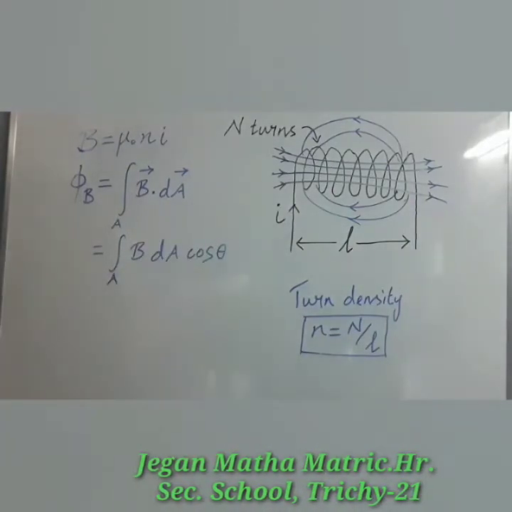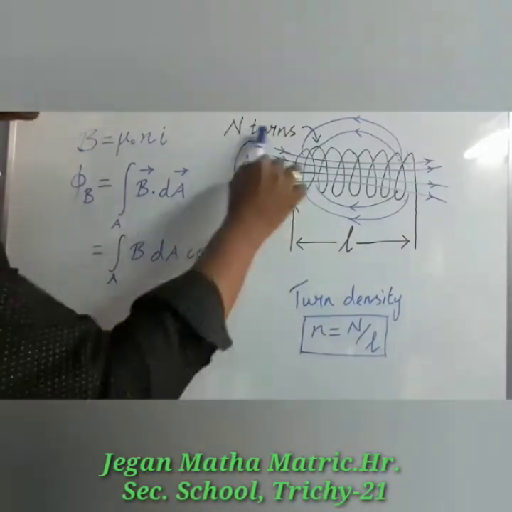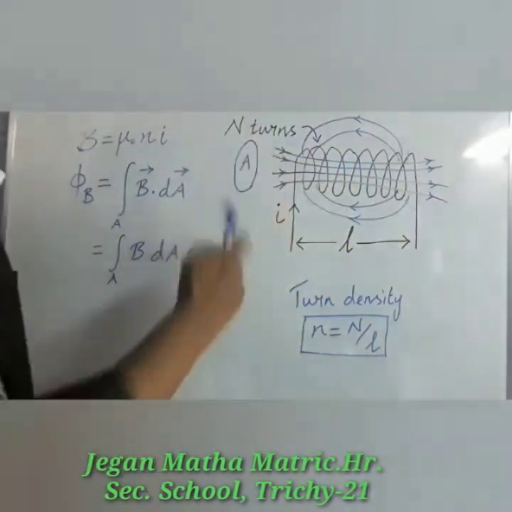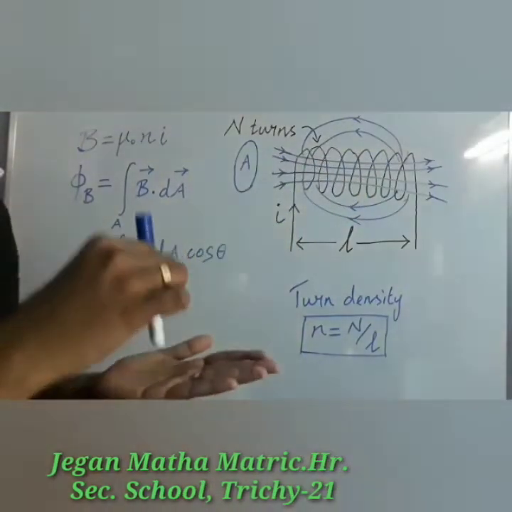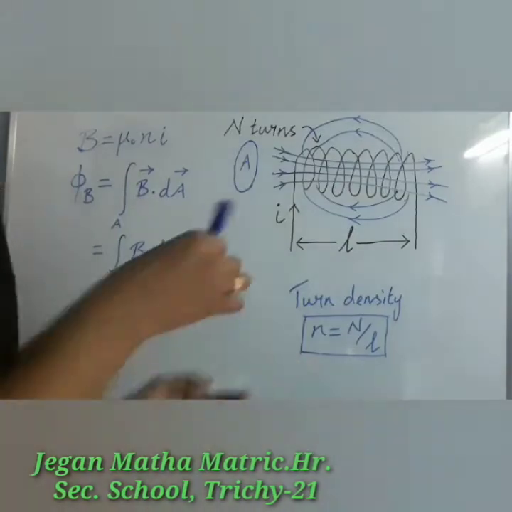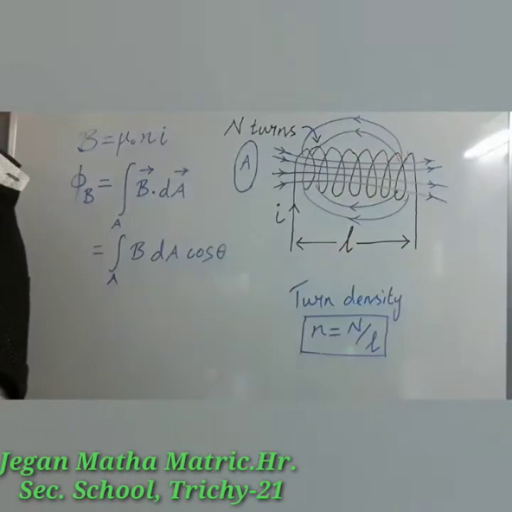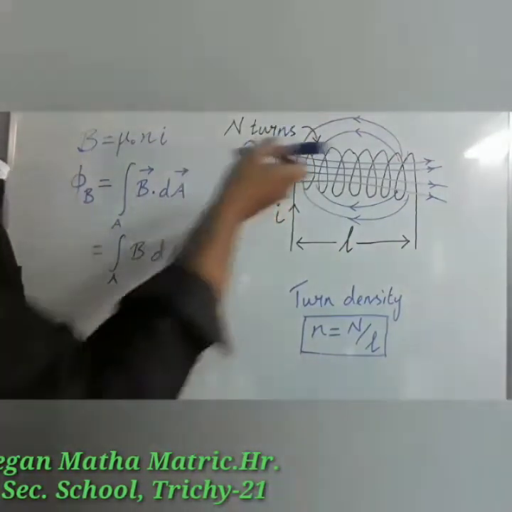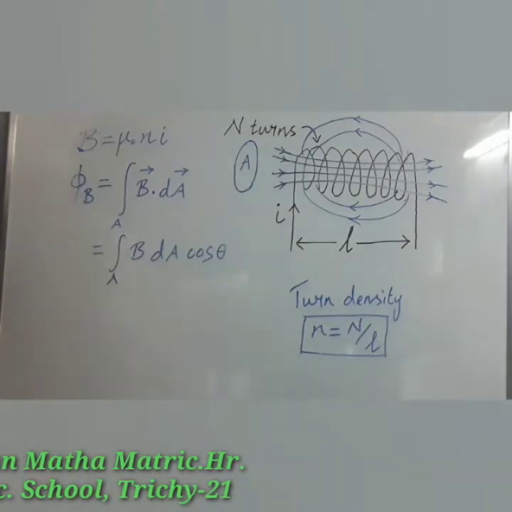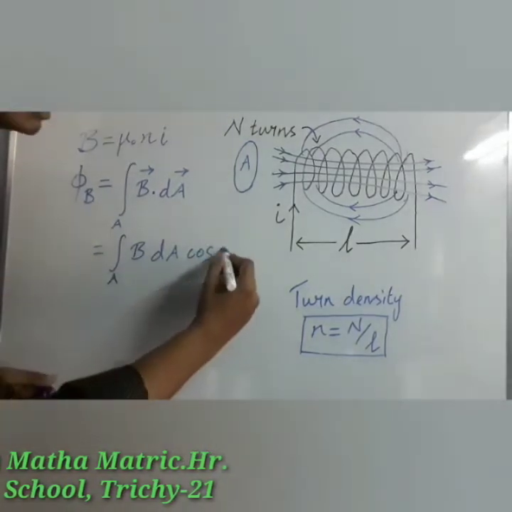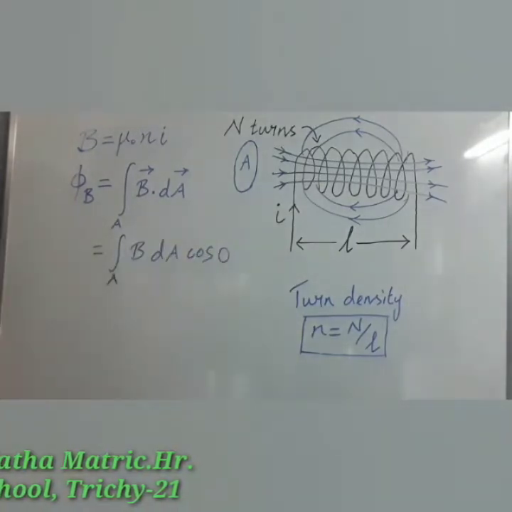So what is theta here? To find the angle theta, I have taken the area of the solenoid separately. Here the normal, which is the perpendicular line to the particular area, is in this direction. In the same direction the magnetic field lines also act. So both are in the same direction, and the angle theta is equal to 0. So here I am going to write cos 0. What is the value of cos 0? That is nothing but 1, so there is no need to mention it.